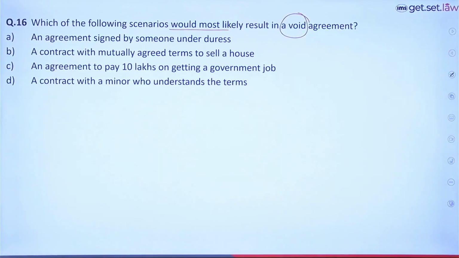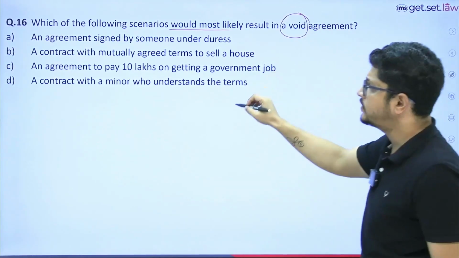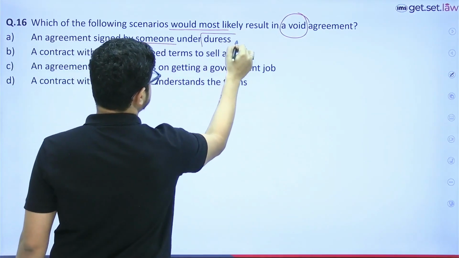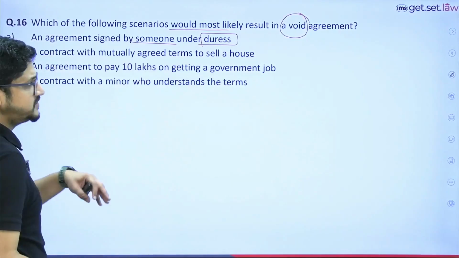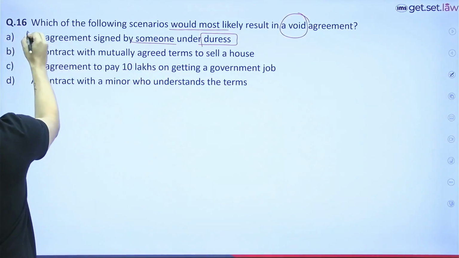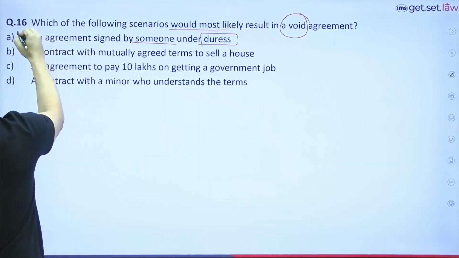So for such questions when they come, we need to read all the options. It says agreement signed by someone under duress. Duress means pressure, a coercion. So this makes a voidable contract. You need to understand this by the examples only.